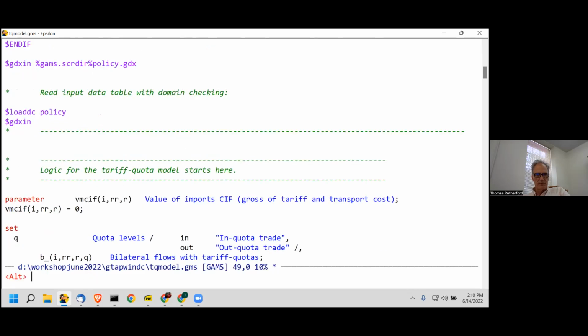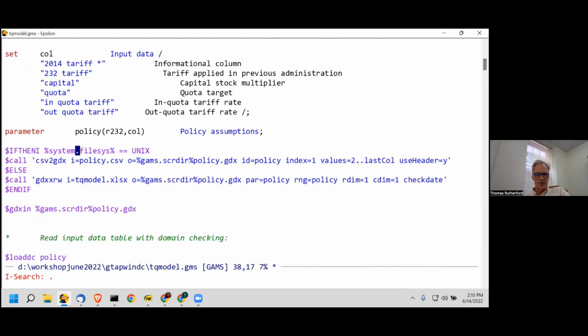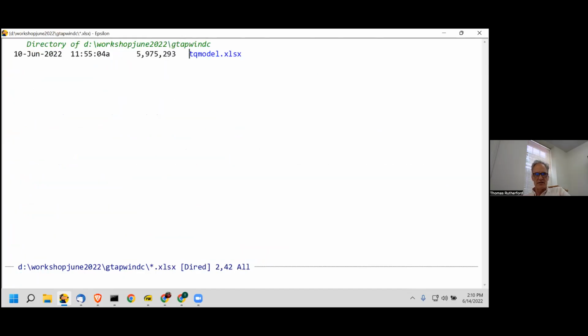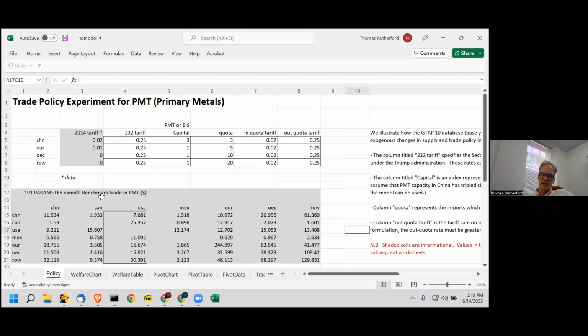Where did policy go? Oh, I'm sorry. So this guy is coming. Where's my policy? I'm going to look at my XLS file. I did this. TQ model is my spreadsheet, and this has both the model inputs as well as the model outputs. So this is the trade policy simulation I have.